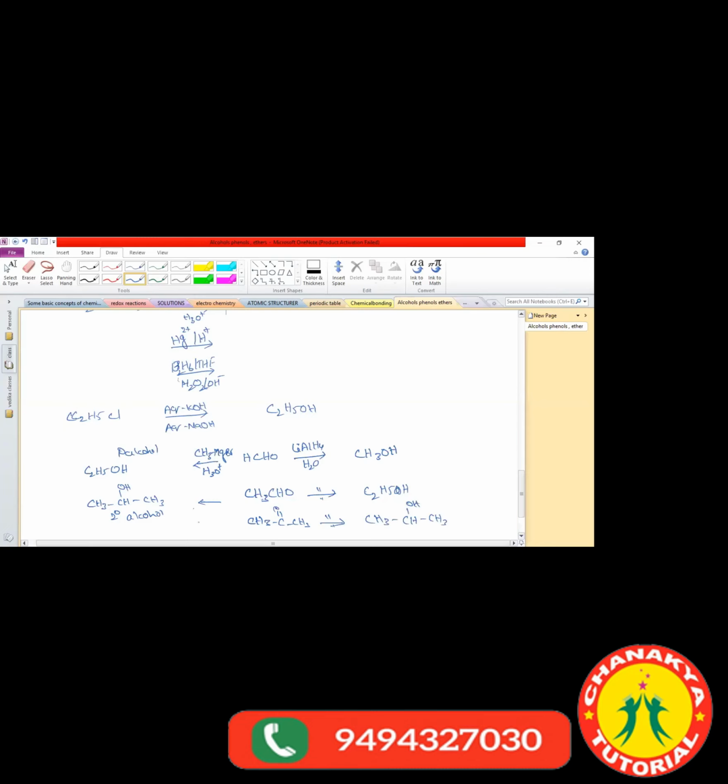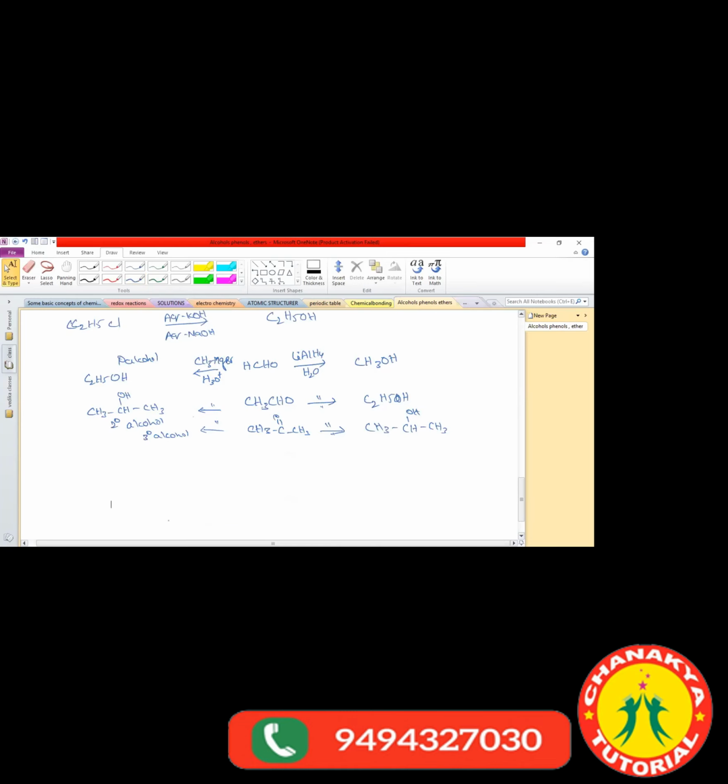Now, when the acetone is treated with methyl magnesium bromide and H3O+, that means reaction with the Grignard reagent, it forms a tertiary alcohol. When formaldehyde is treated with the Grignard reagent, it forms a primary alcohol. If acetaldehyde reacts with the Grignard reagent, it forms a secondary alcohol. If ketones like acetone react with the Grignard reagent, it forms a tertiary alcohol. Now we got the clarity.